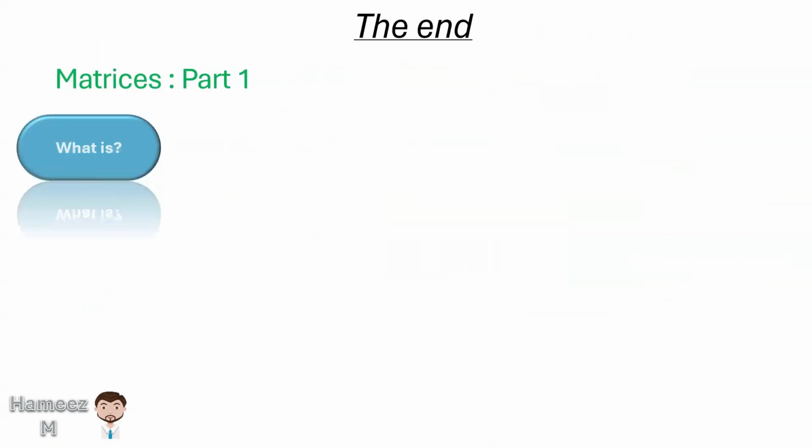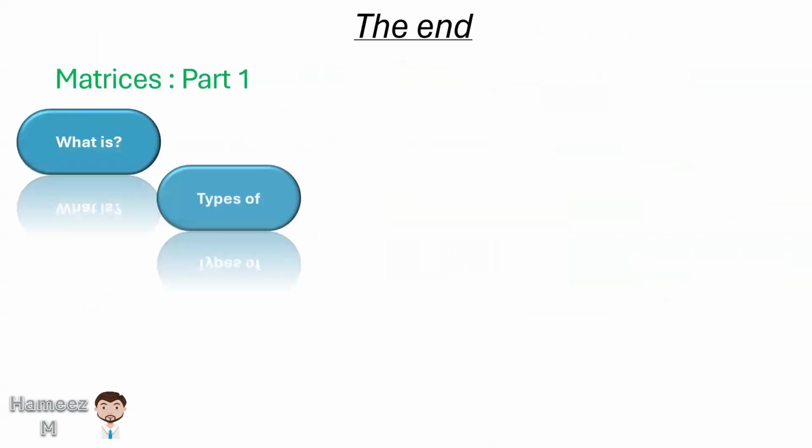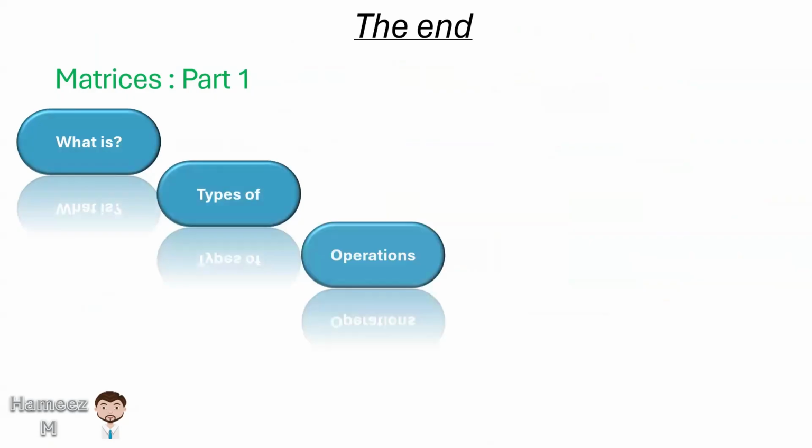This now brings us to the end of this video on matrices, the first part, where we looked at what is a matrix, the order of a matrix, the types of matrix such as square and null, and the operations of addition, subtraction, and scalar multiplication.